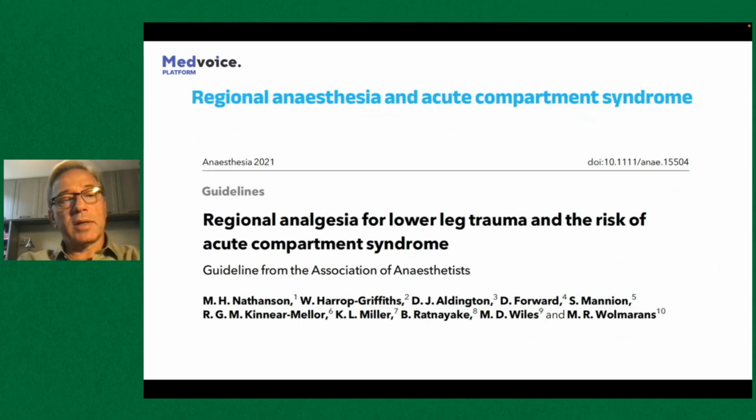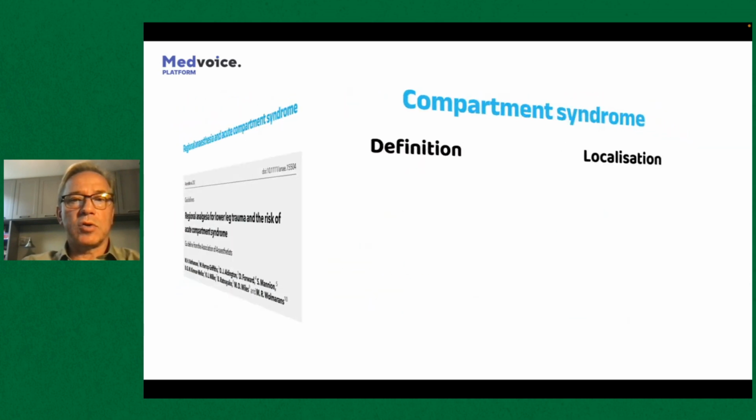And our last topic is regional anesthesia and acute compartment syndrome. These are the guidelines delivered by our association in Great Britain. Regional anesthesia for lower leg trauma and the risk of acute compartment syndrome matters because the lower leg is the most widespread site in terms of development of acute compartment syndrome.